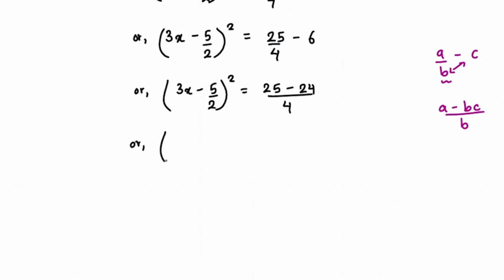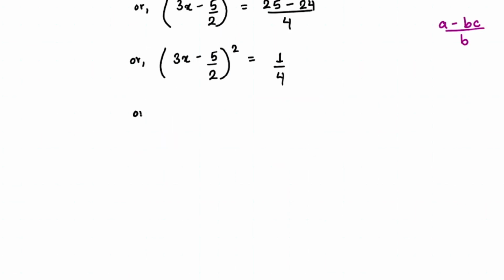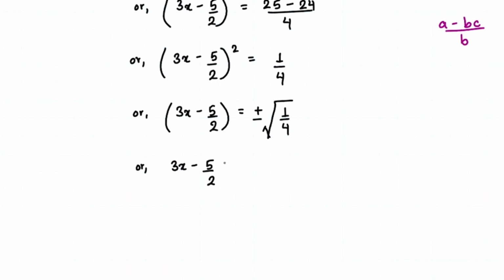Again, let's just copy this, equals to, now 25 minus 24 is 1 divided by 4. Now we are going to remove that square, right? So we have 3x minus 5 by 2 equals to, now whenever we remove the square, we need to put the plus minus symbol over here, and then we put our square root, and we have our 1 by 4 over here. Now we have our 3x minus 5 by 2 equals to plus minus, the square root of 1 is 1, so we can write 1 over here, divided by 4 is the square of 2, so we can write 2 instead of 4.